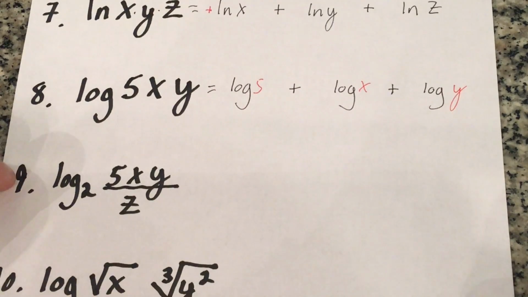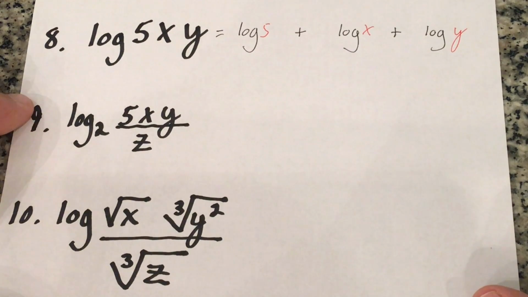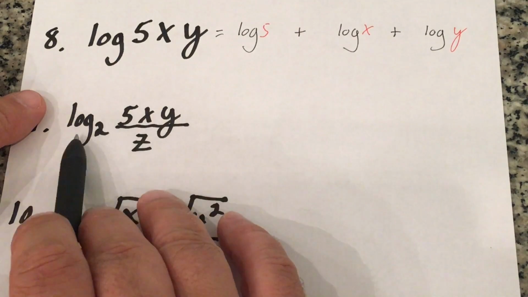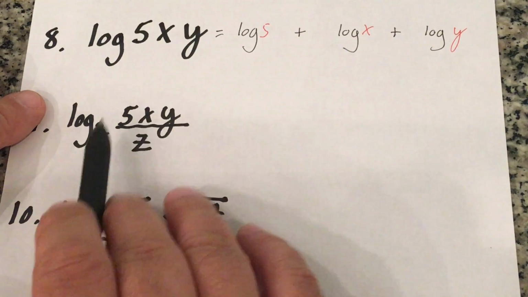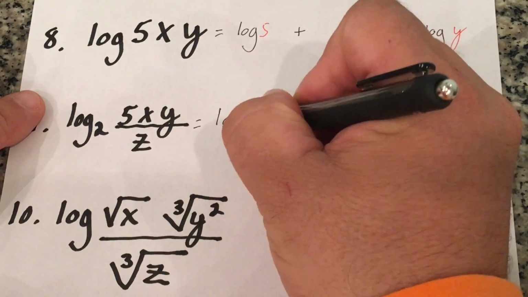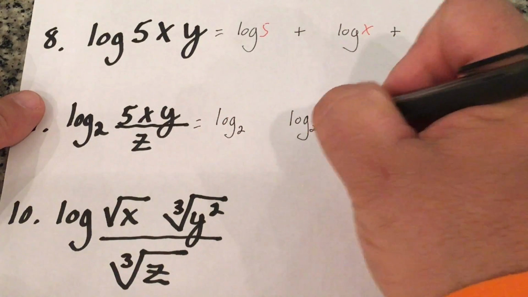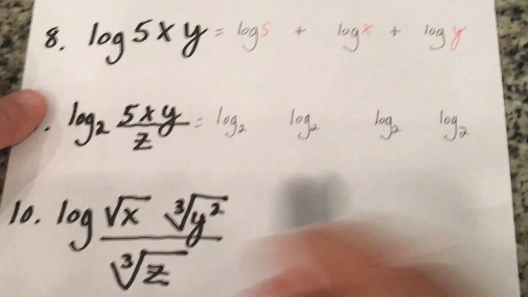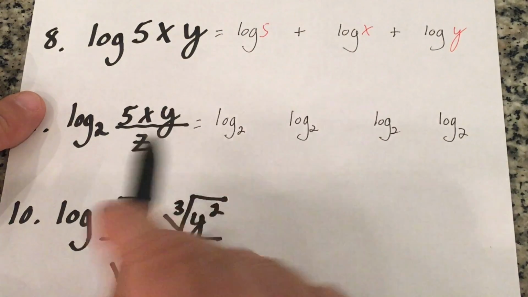A log base 2, a 5xy divided by z. So notice I have 1, 2, 3, 4 items. So I'm going to write the word log base 2 four times. Log base 2, log base 2, log base 2, log base 2. 5xyz.